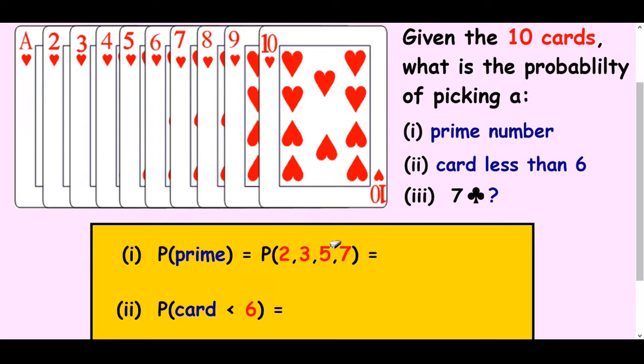So how many prime numbers are there? There's 4 out of a total of 10. And again, we would try and simplify that down if we could to 2/5.